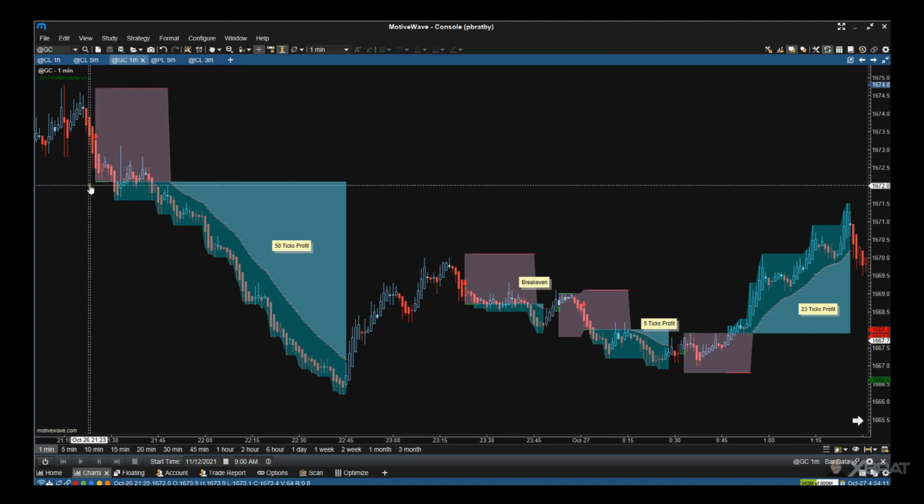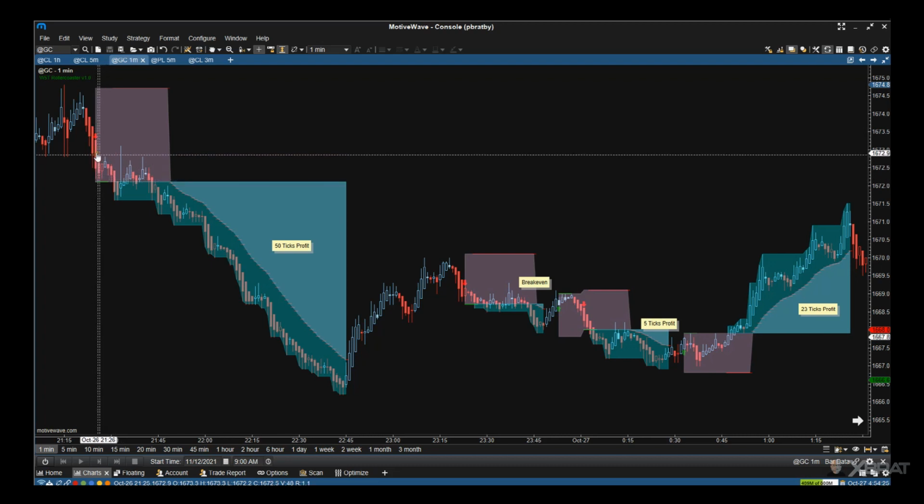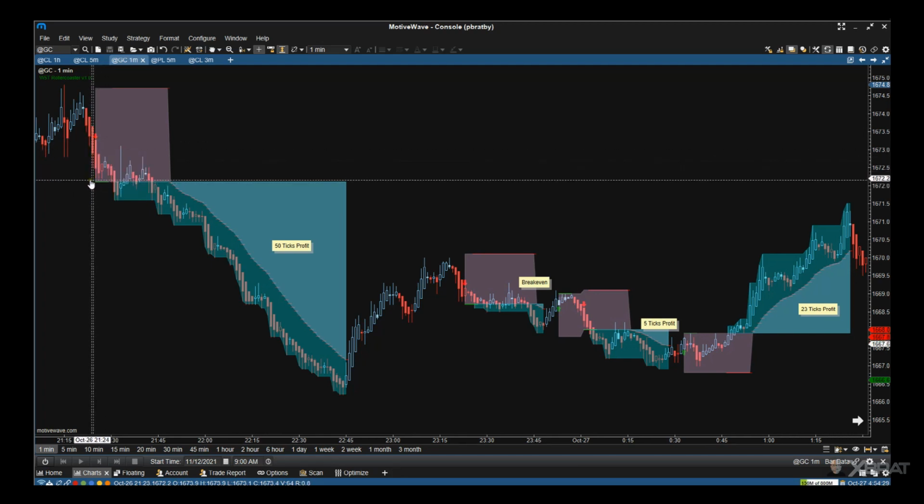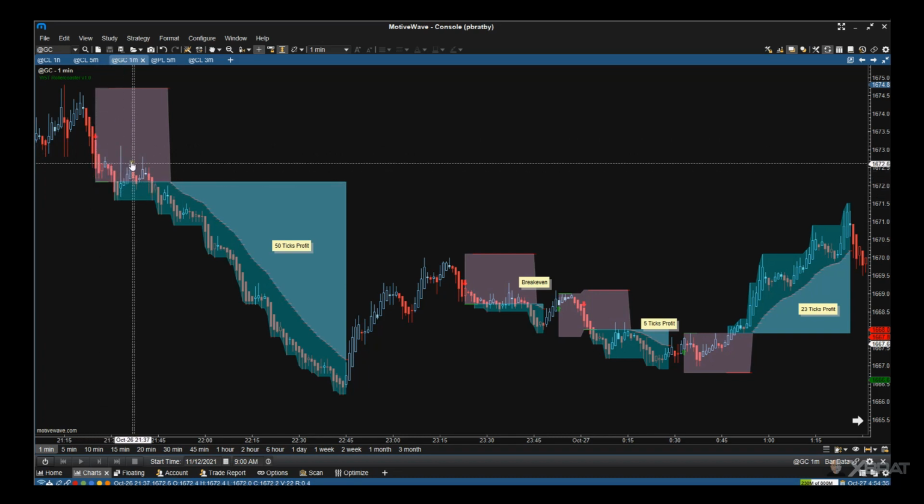It prints an entry line here, a green line, okay? And that's at 1672.1 in this case. So this is 1 minute time frame. It's always below, 1 or 2 ticks below. You can change that, the signal candle. So this actually takes 5 minutes to actually get in. Takes a little bit of heat.